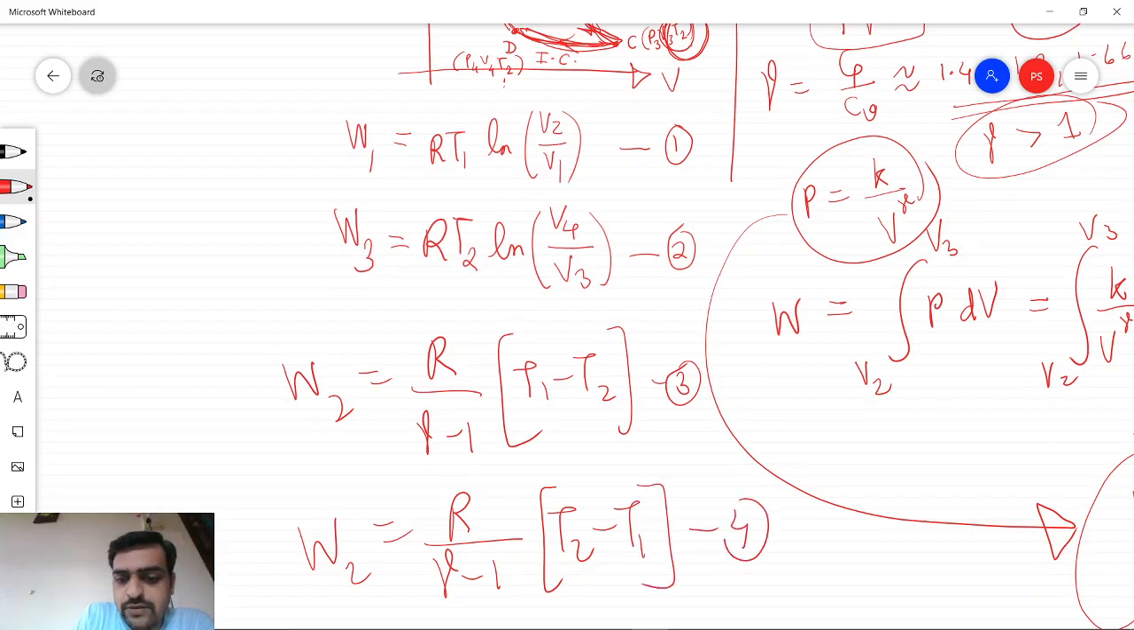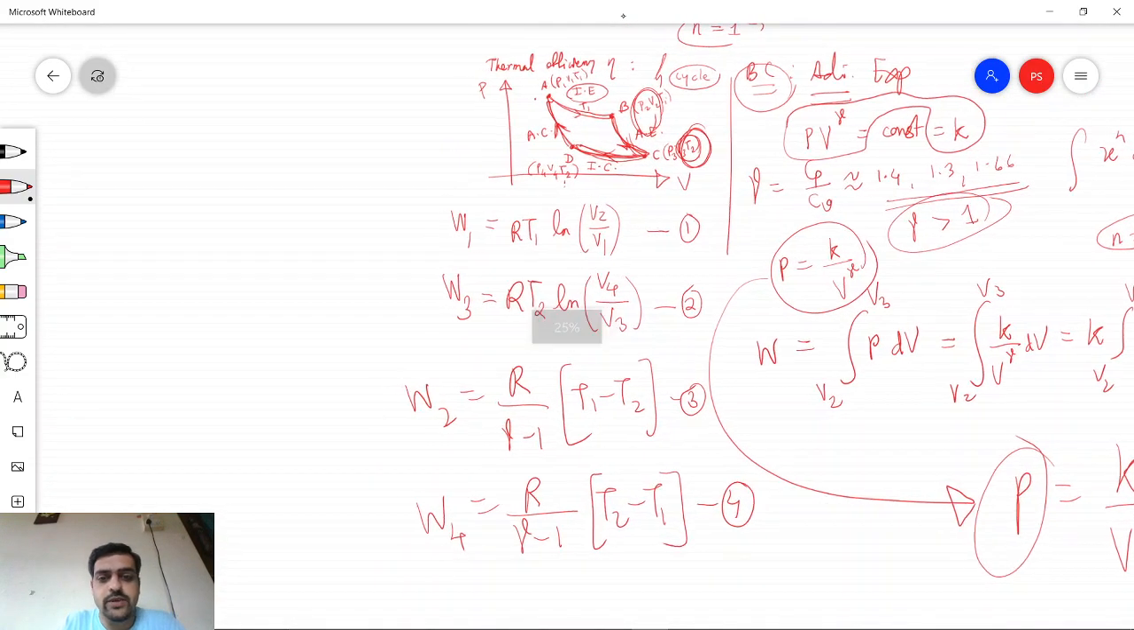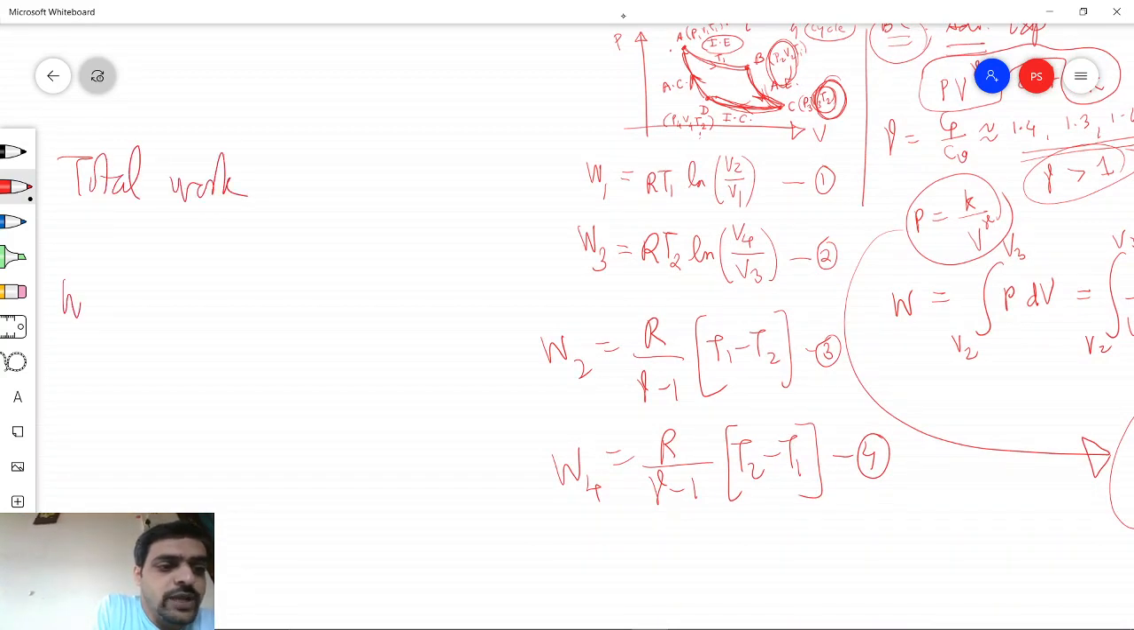We did not solve the entire derivation again, sorry, just this is W4 and not W2, because this is work done during process AD. So these are the 4 works done during all the 4 processes. Now the total work done, W, will be the addition of all these works.